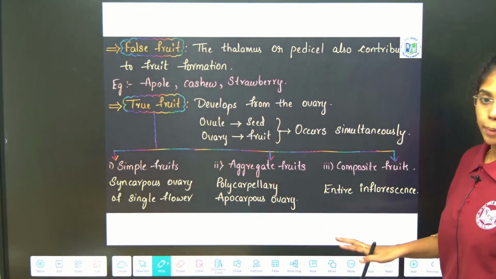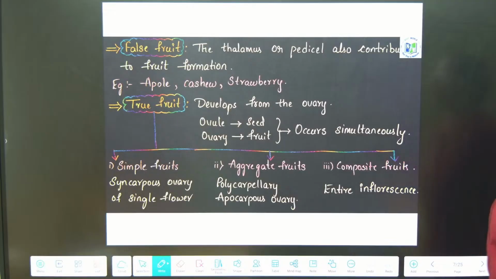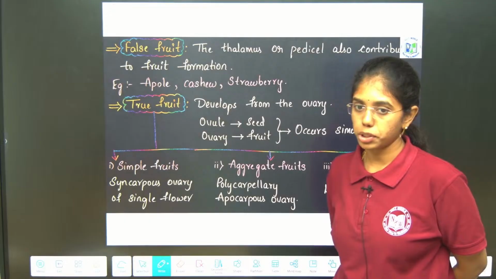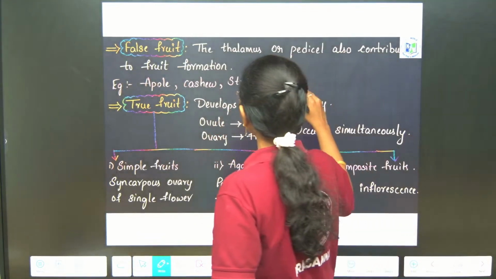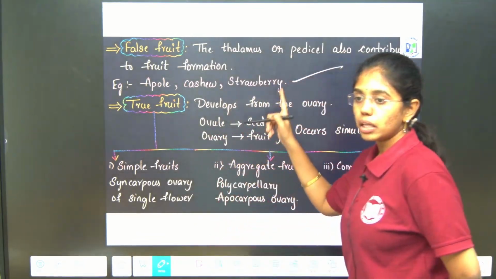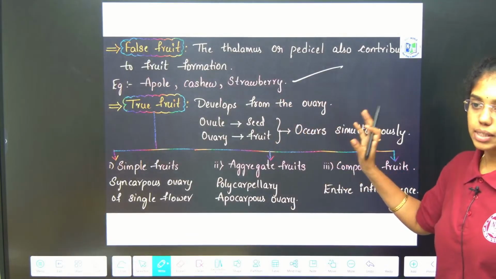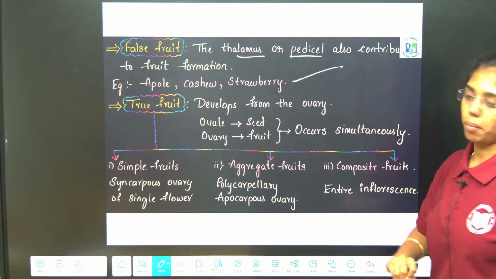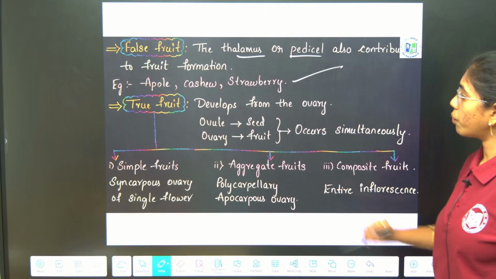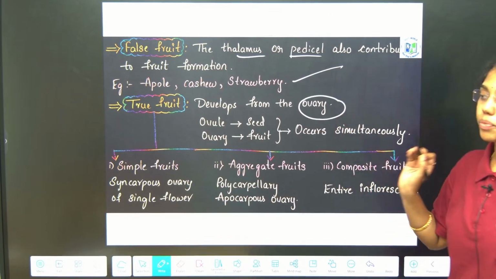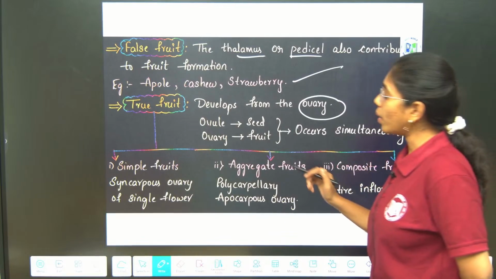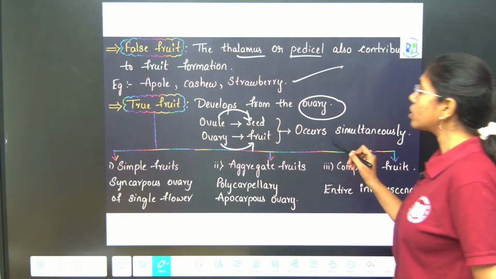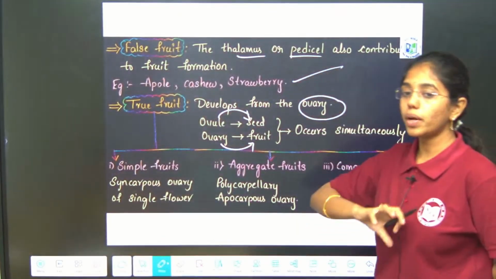Clear till here? So now you see false fruit. The thalamus or pedicel also contributes to fruit formation, for example apple, cashew and strawberry. These examples are important, examples of false fruit and which parts are involved in fruit formation. Next is true fruit. This develops purely from the ovary, wherein the ovule turns to seed and the ovary to fruit.